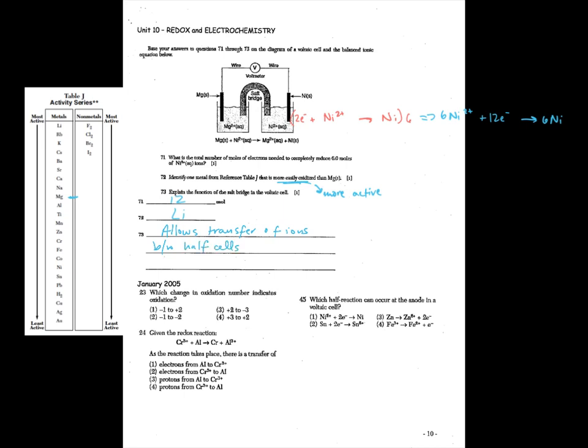So it allows the transfer of ions between the half cells. That's all you need to say. Okay, now number 23, 24, and 45.